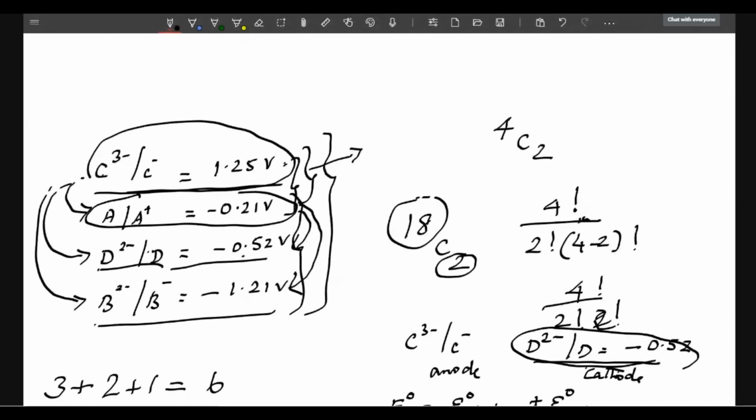Option B. B and C. The B and C combination would give you the highest. And the next question is, which would give you the lowest EMF? Which two potentials are very nearest among the four? A and D have very nearest potential, so definitely they would give you the least EMF.